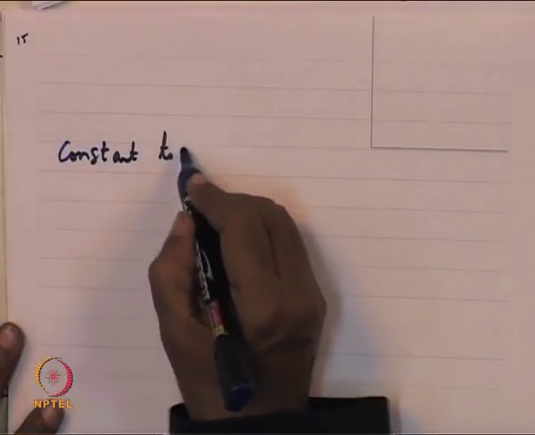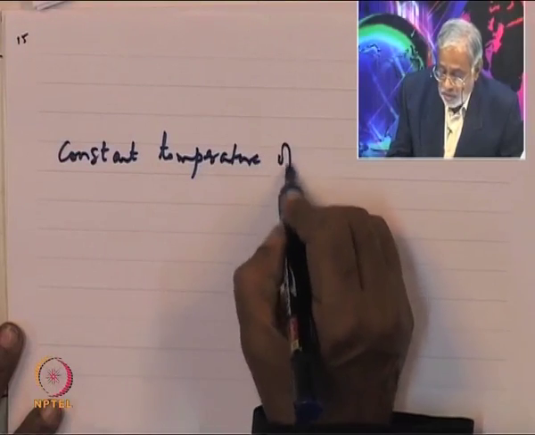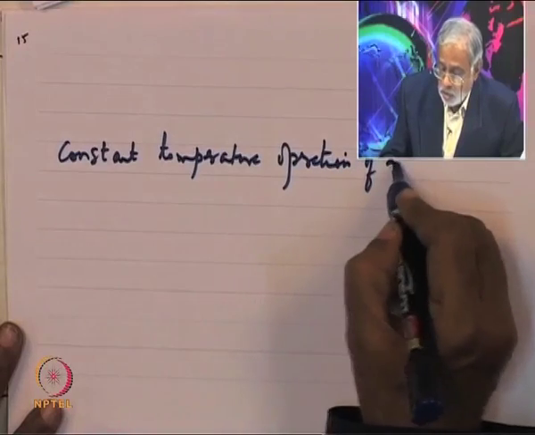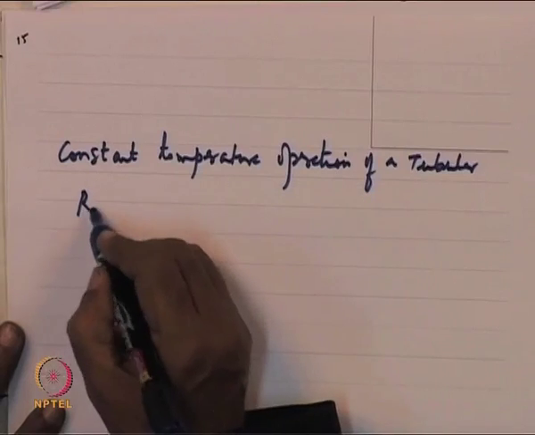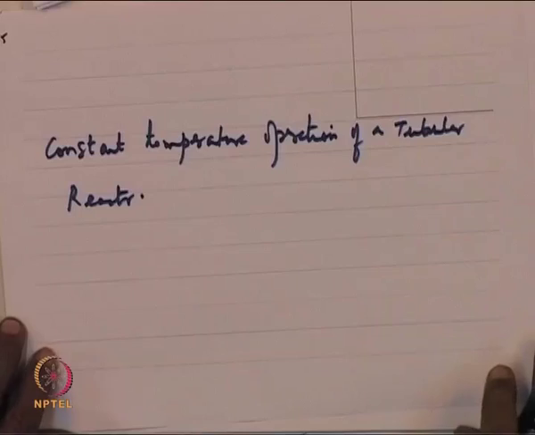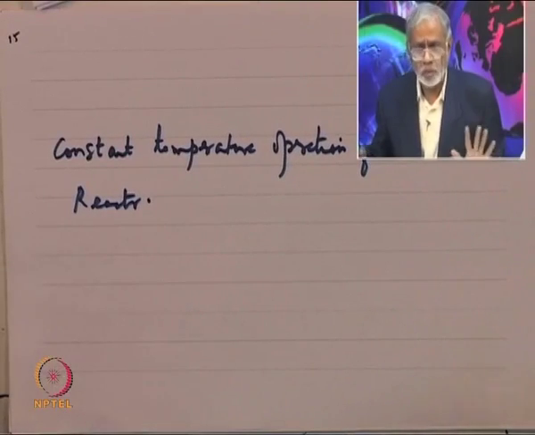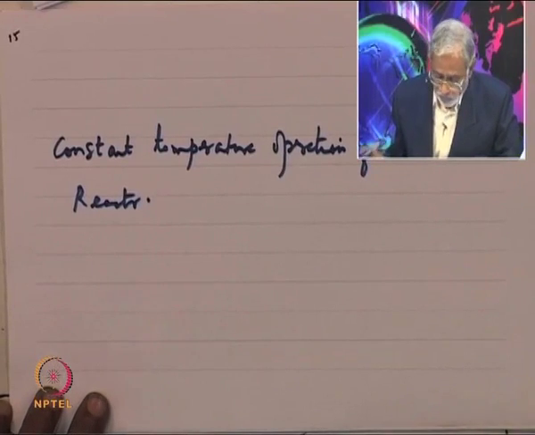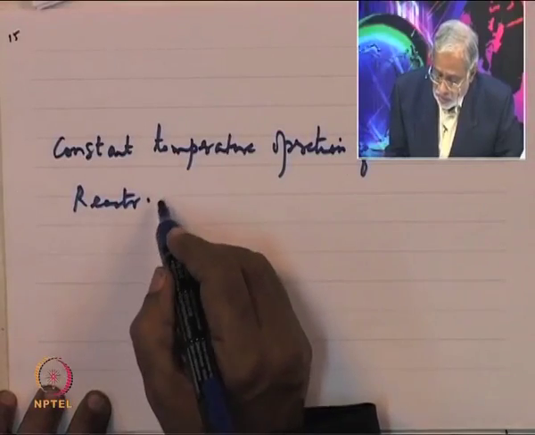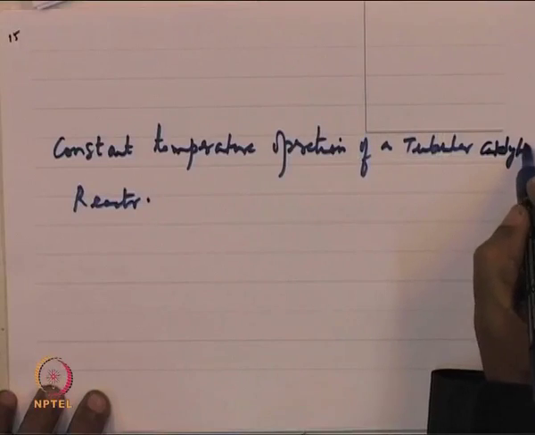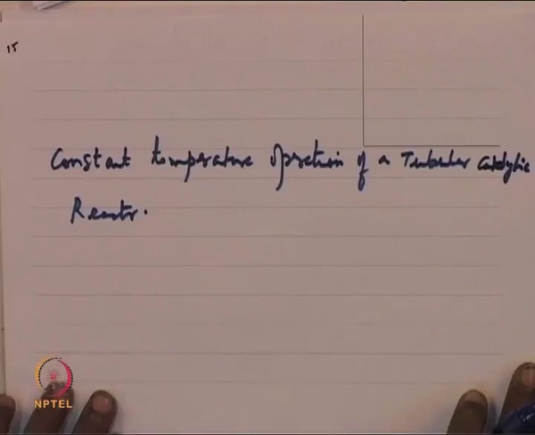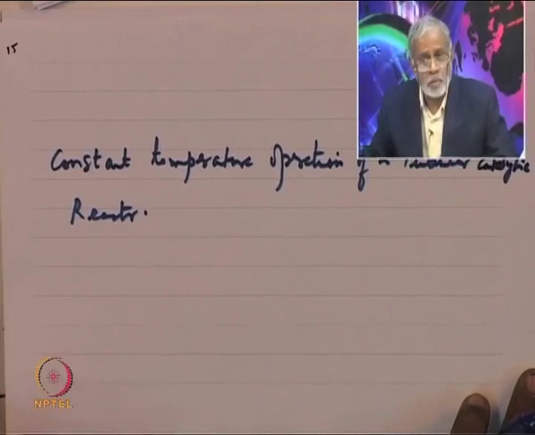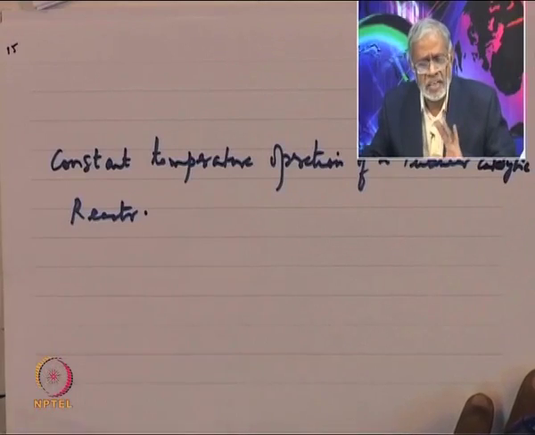So, the example that I want to illustrate now is constant temperature operation of a tubular reactor. How do you operate a tubular reactor at constant temperature? How can we do this, and what does it tell us? So, a catalytic tubular reactor, catalytic, that is important. Of course, what is in my mind is reactions such as steam reformation, shift conversion, ammonia synthesis, sulfur dioxide, a great variety of reactions in the process industry, where the catalyst is essential for the success of the process.